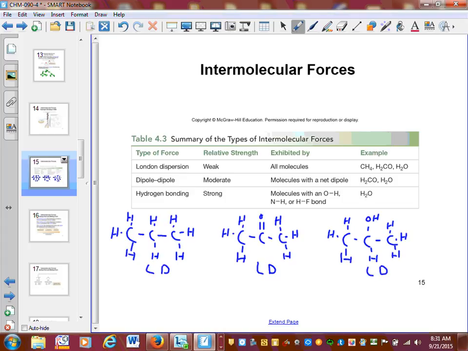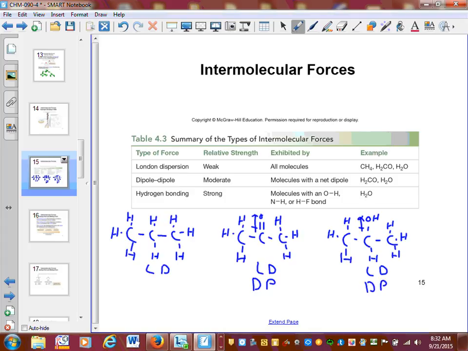Dipole-dipole. Is there a dipole-dipole here? Remember, carbon-hydrogen bonds are considered nonpolar. So there's no dipole-dipole here. How about here? Is there a dipole-dipole here? Yes, because we have a carbon double bonded to an oxygen. So this has a dipole-dipole interaction. What about here? Yeah, we still got a carbon to an oxygen. So this is a dipole-dipole.